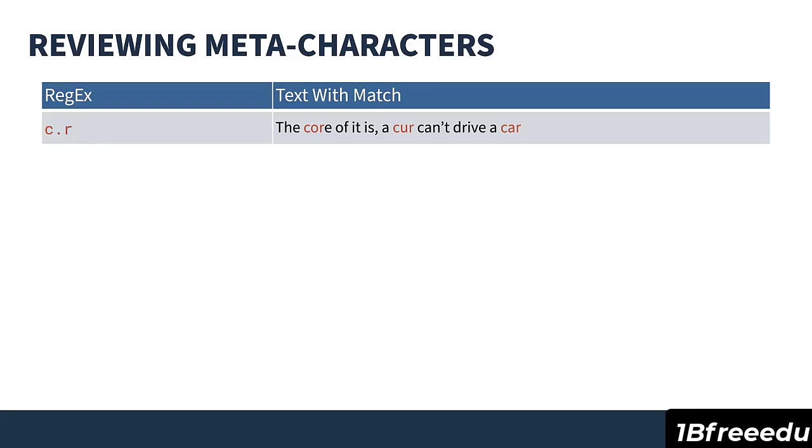In this text, the core of it, a cur can't drive a car, C.R matches the COR of core, the CUR of cur, and the CAR of car. \w is the word character, which is all letters, digits, and the underscore. The regex on the left is looking for a B, then some word character, some other word character, and then an R, matching bear and beer in the sentence on the right.